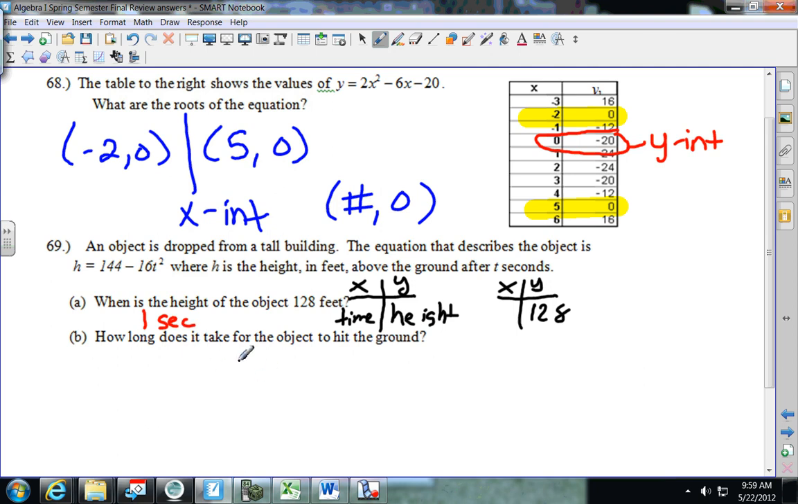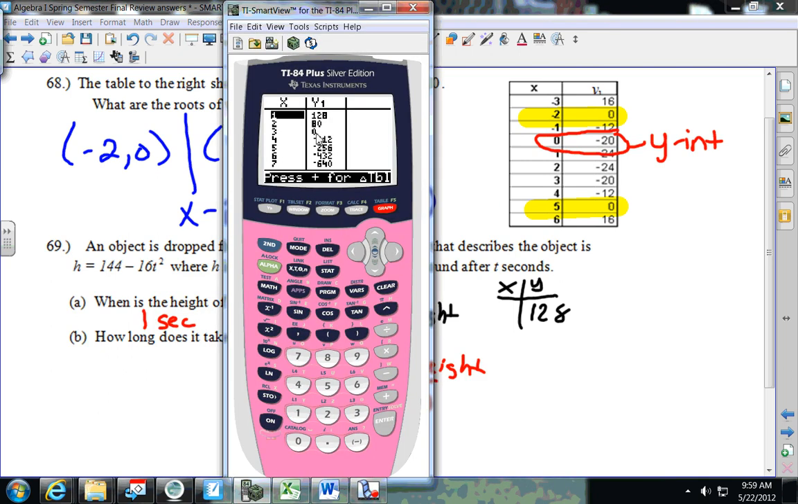Now it says, how long does it take for the object to hit the ground? If the object's going to hit the ground, the height has to be 0. So when you look in your table, right here, y is 0 and it's at 3 seconds.